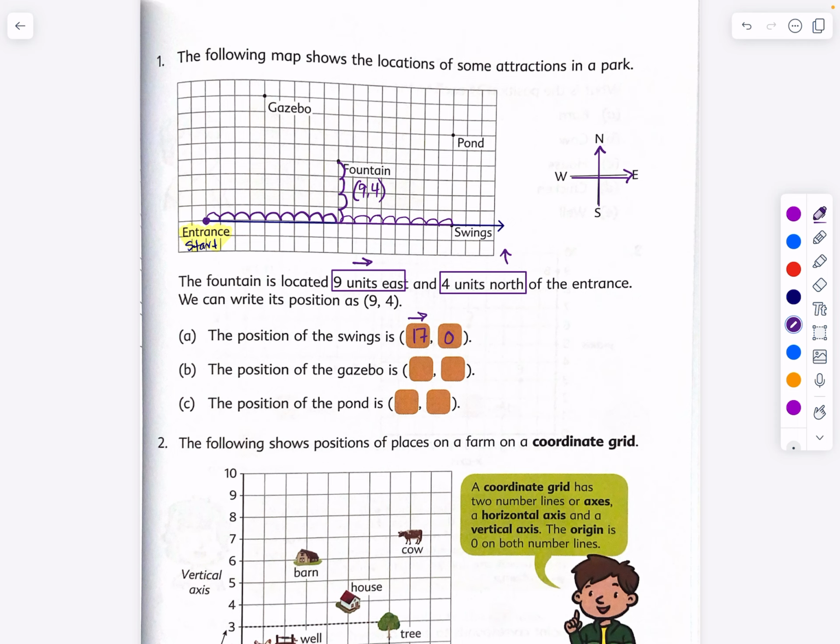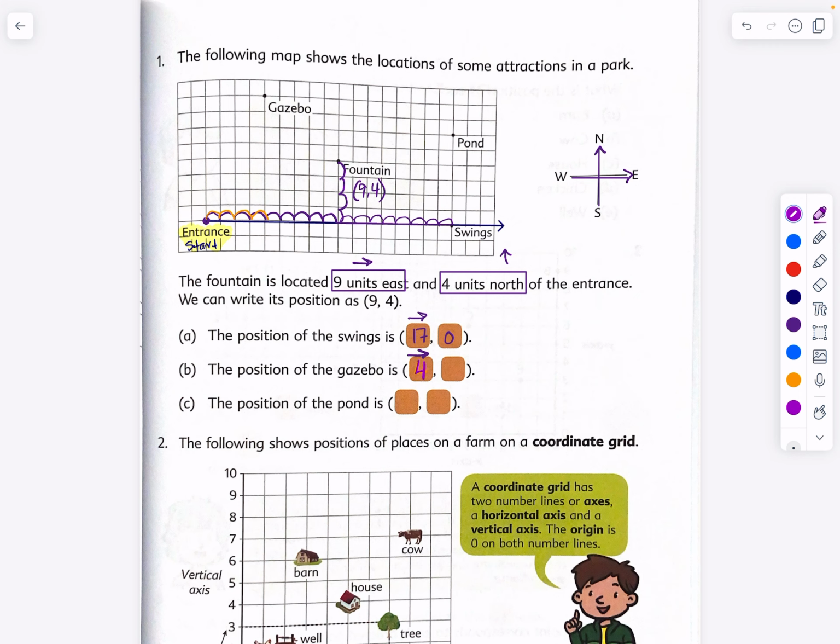Now, the position of the gazebo, okay? How much do we travel to the right? How far do we travel to the right? Okay, gazebo is not that far. So we can say 1, 2, 3, 4. 4 steps to the right. Oh, let's pick up a different color. 4 steps to the right to reach the gazebo.